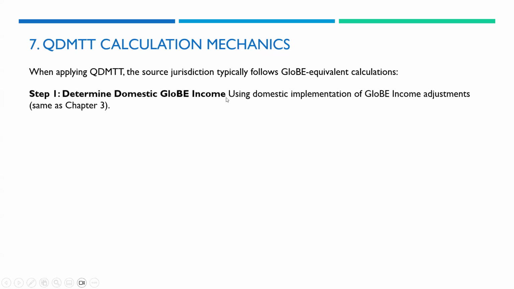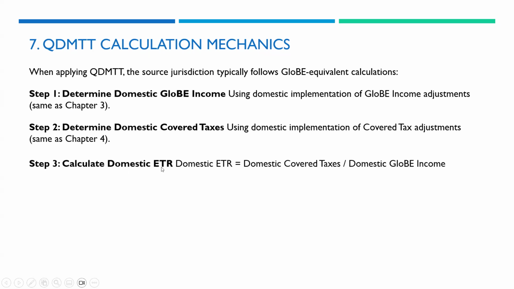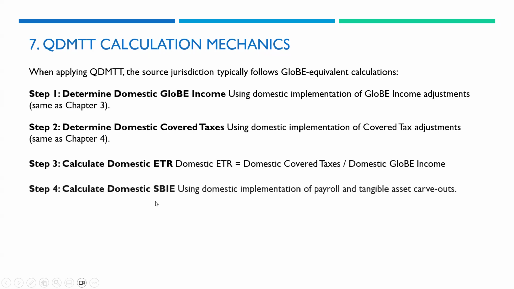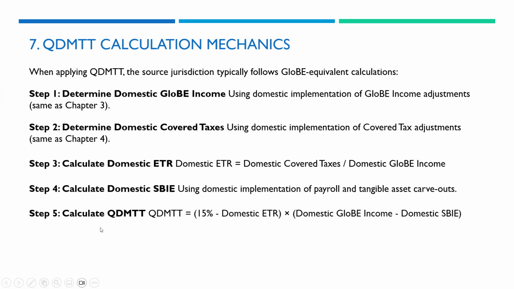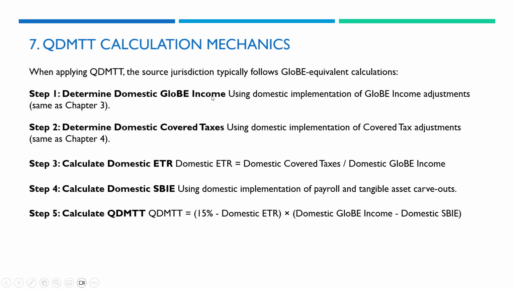Determine the domestic GloBE income using chapter 3. Determine domestic covered taxes using chapter 4. Calculate the domestic ETR, calculate the domestic SBIE, calculate QDMTT. Okay, same, ditto. Then only will you get a qualified status.